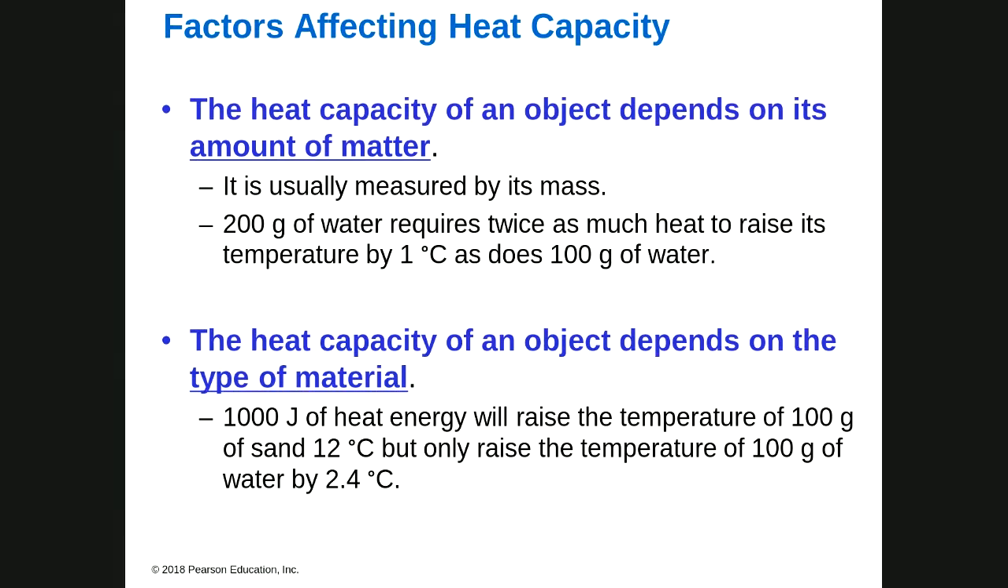But it does matter how much you have. So the heat capacity depends on how much you have. So if you have 200 grams instead of 100 grams, then it'll take 2 times as much heat to raise that 1 degree. It also depends on what kind of material you have. Water has a very high heat capacity, so it absorbs heat very well and then hangs on to it. Sand, on the other hand, does not.